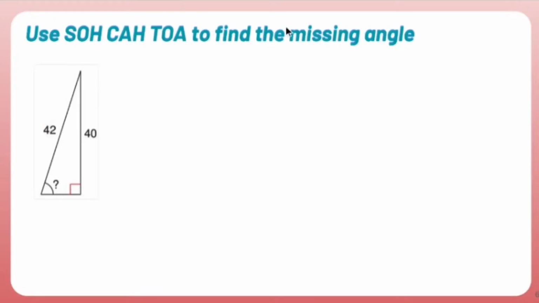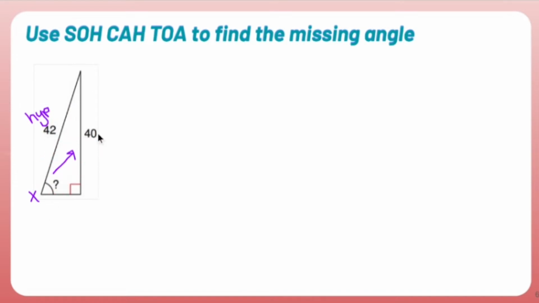Use SOH CAH TOA to find the missing angle. I'm going to call this angle x just for math's sake, and I'm supposed to find that missing angle. Well, I have a right triangle. That's extremely important. I don't have the other angle, but I do have two sides. It's telling me to use SOH CAH TOA. So this is what I'm going to do. I'm going to take a look at x. 42 compared to x is my hypotenuse.